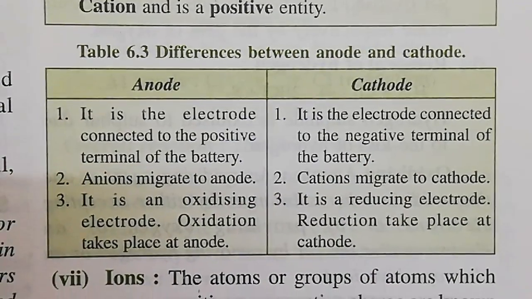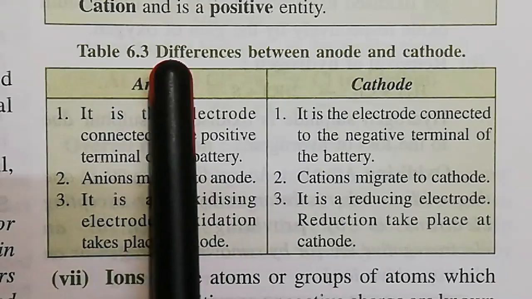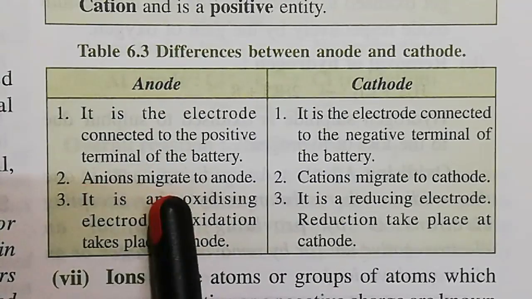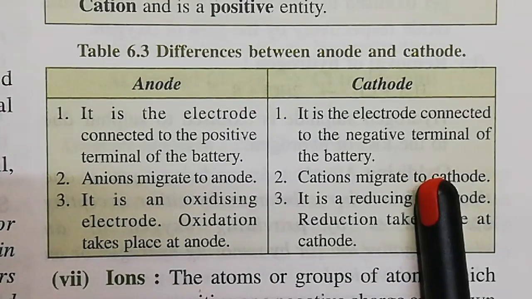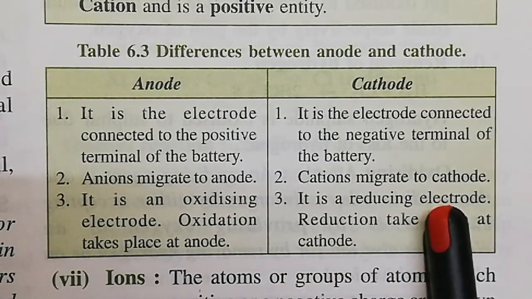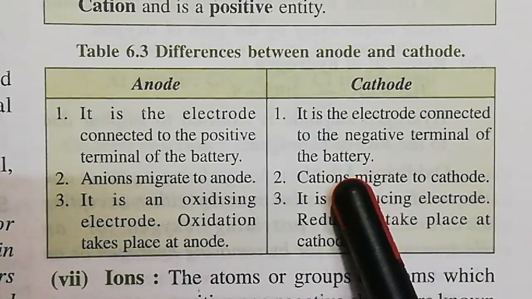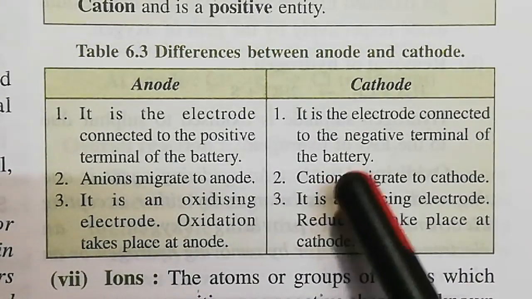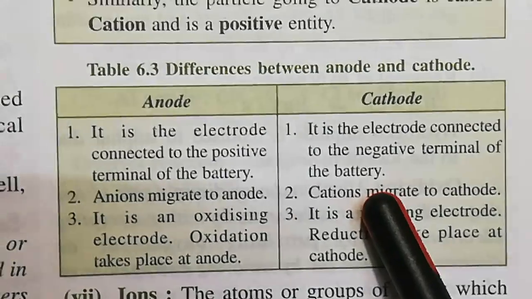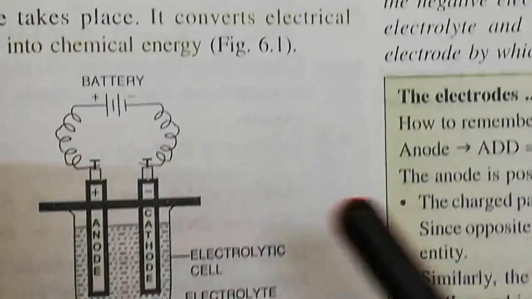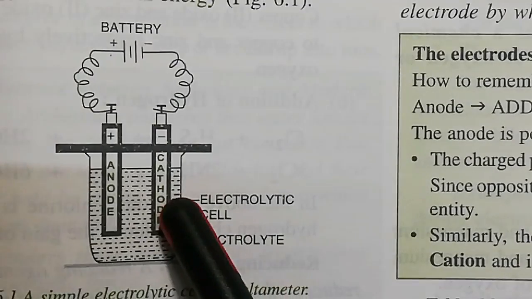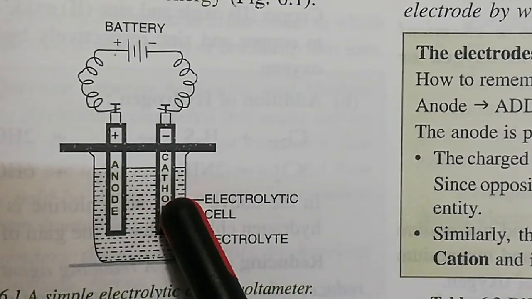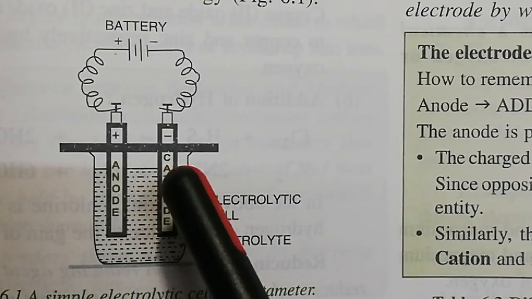Okay, and here one important point. At the anode, anions migrate to the anode and the cations migrate to the cathode. And why is it so? The cations migrate to the cathode because cations are positively charged, and positively charged particles move towards the negative electrode. And the negative electrode is here. Can you see? The negative electrode is the cathode. So at the negative electrode, cations will try to discharge.